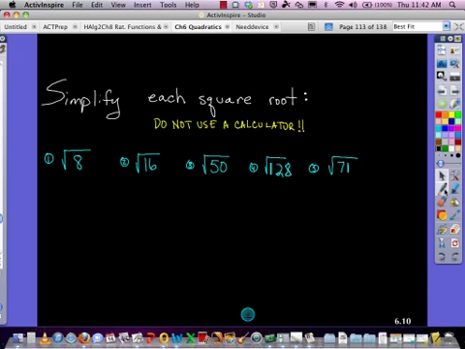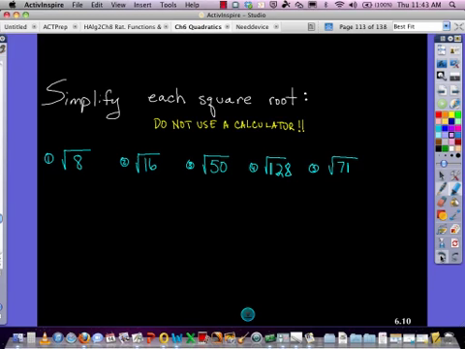If we took the square root of 16 and we asked you to solve that, you should be able to. Perfect square. So the square root of 16 should be 4.